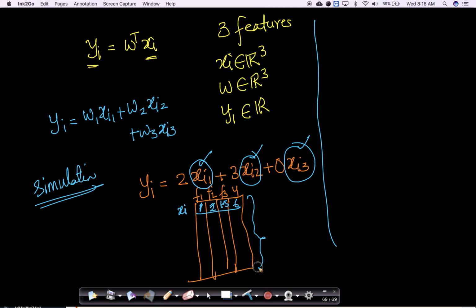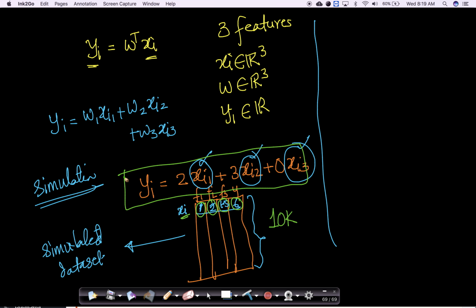So I can construct a data set like this. Let's call this my simulated data set, an artificially constructed data set. Let's assume I created some 10k such points. This is very important: I'm just randomly picking values for feature 1, feature 2, feature 3 for any point xi, and I'm computing the value of yi through this function. So this is the underlying function or relationship between your yi and xi.